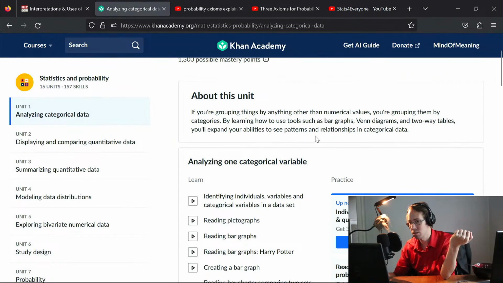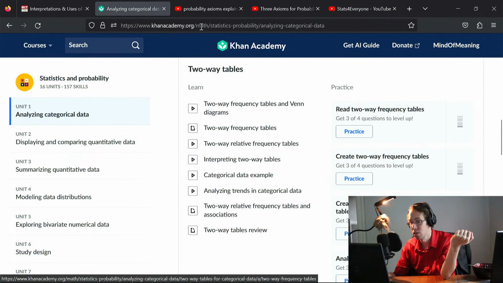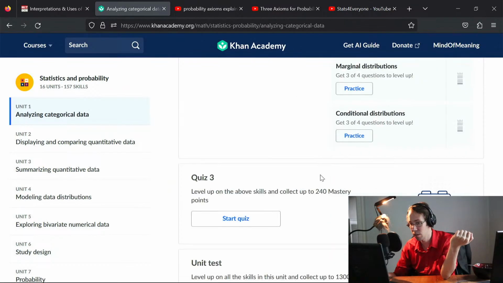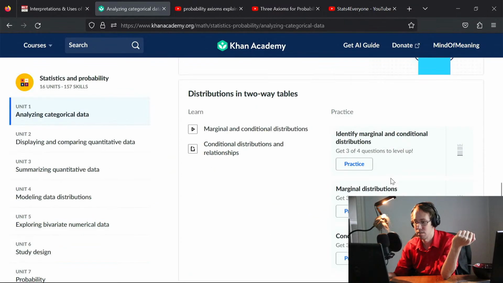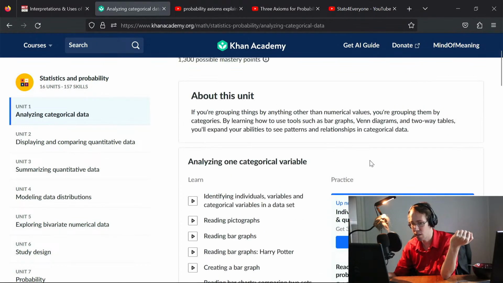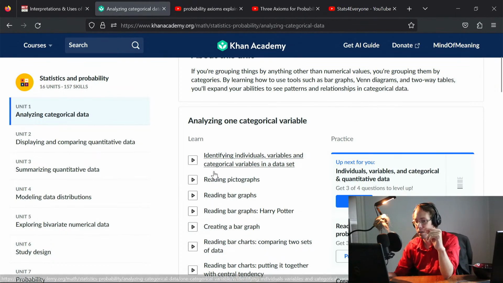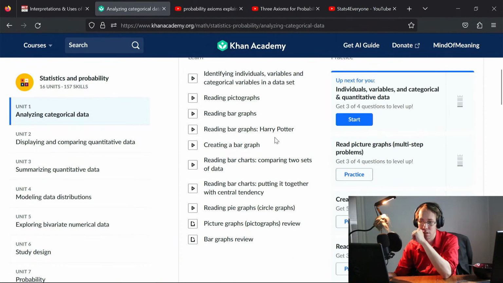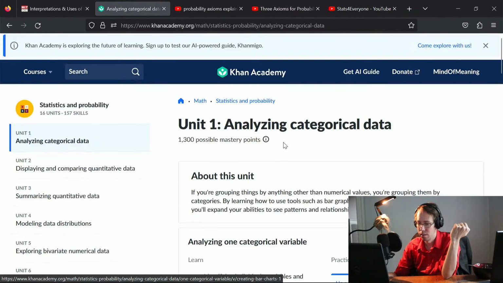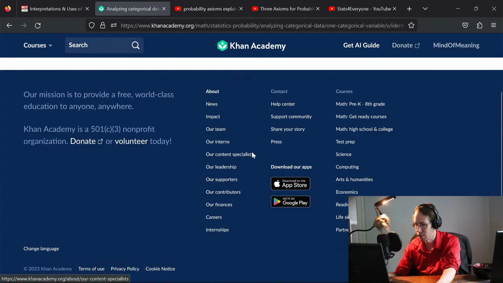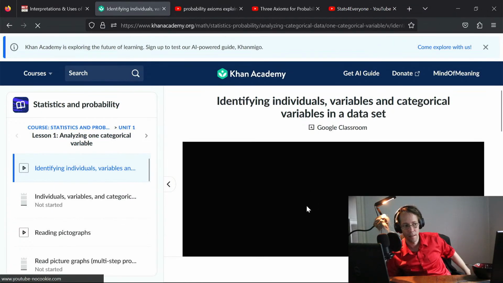This unit covers analyzing one categorical variable, a quiz, two-way tables, quiz 2, distributions in two-way tables, quiz 3, and a unit test. That's what we have to get through. Will I get through it all today? No, I'm not going to try and make it through today. But we are going to take it step by step. We're going to watch Mr. Khan here and see what we can learn. Let's start our learning journey. Thank you for joining me.